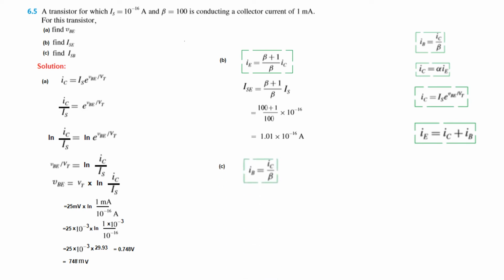Now the third term, ISB. We know that beta is IC over IB, so ISB can be written as IS over beta, because IS is the component of IC. And again, plugging in the values, this becomes 10 to the power minus 18 ampere. And this is the answer given in the book, which is very close to what we have calculated.